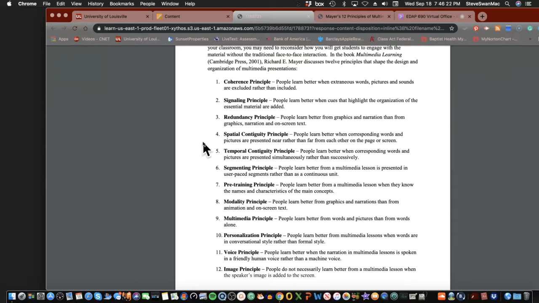Okay, 4 and 5, you're not allowed to use for the assignment. I'll explain them. They're stupidly simple. Spatial contiguity principle. People learn better when corresponding words and pictures are presented near rather than far from each other on the page or the screen. Well, duh. Temporal contiguity. People learn better when corresponding words and pictures are presented simultaneously rather than successively. Well, duh.